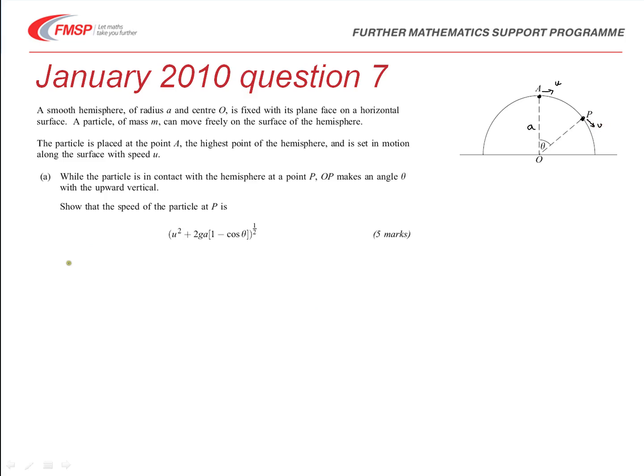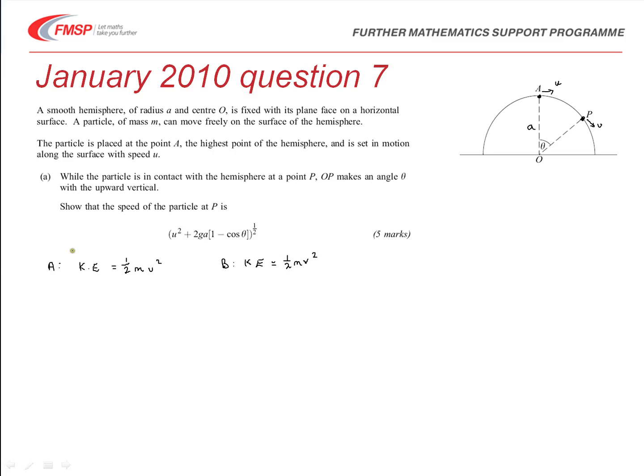Okay, so let's have a look. So at A we have a kinetic energy which is equal to a half mu squared. At B we have a kinetic energy which is equal to a half mv squared.